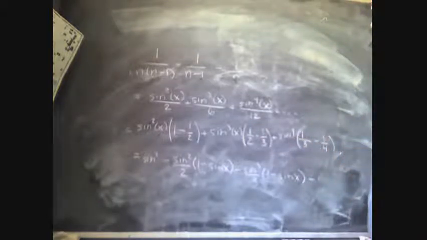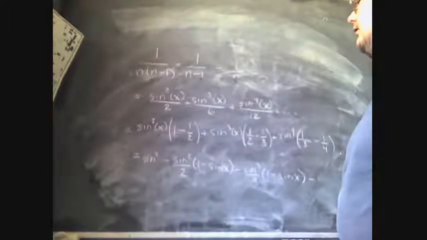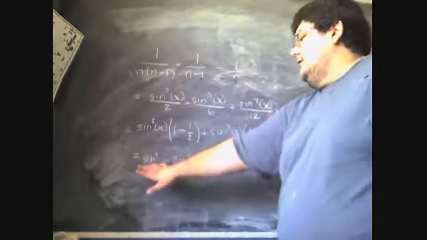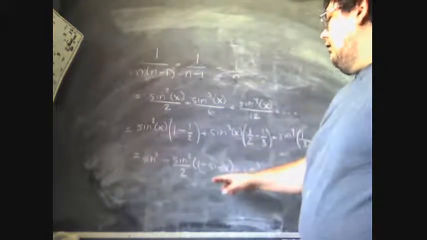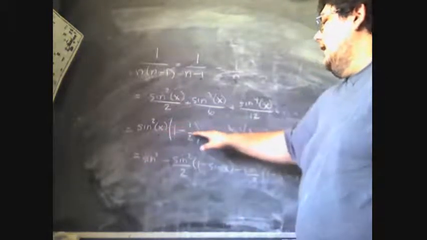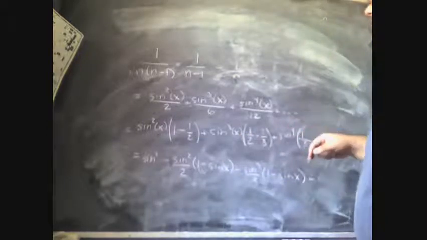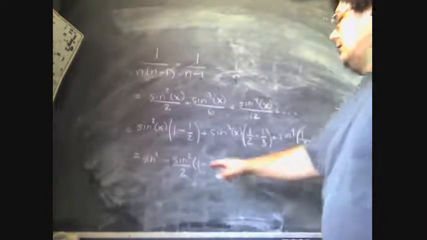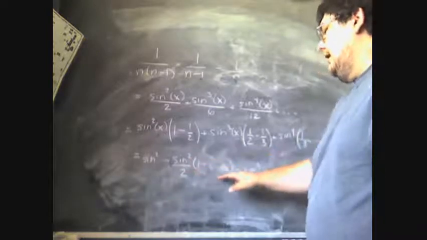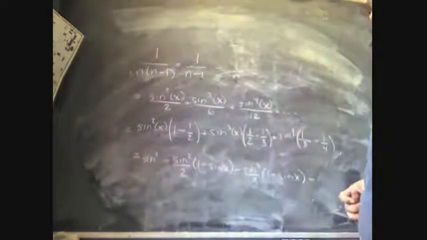What I'm going to do now is organize all of the coefficients together. So the 1 just goes with the sine squared. We have minus 1/2 sine squared plus 1/2 sine cubed. So I'm going to group the sine squared over 2 together. We have a leftover term of 1 minus sine x.